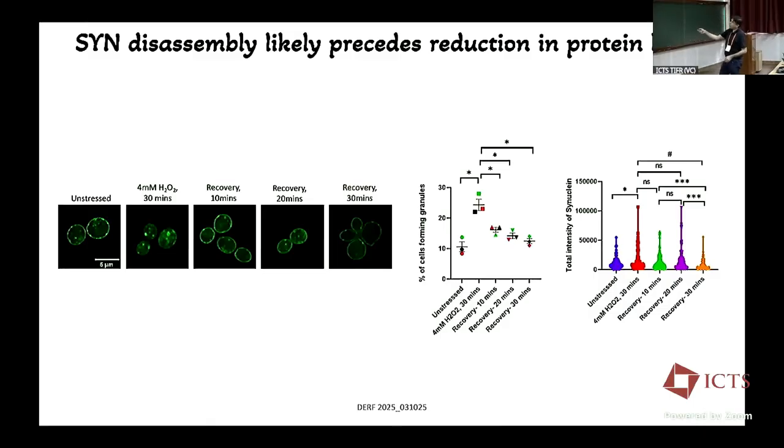But when you follow the synuclein levels, it seems like they only show a significant reduction at this time point, which is the 30-minute time point. Both this and this are not significantly different from the stress in this particular panel. So the reduced protein levels seem to kick in around 30 minutes post-recovery, whereas the granule disassembly seems to kick in, at least in the initial stage, by 10 minutes. So perhaps it's disassembly first, followed by degradation.